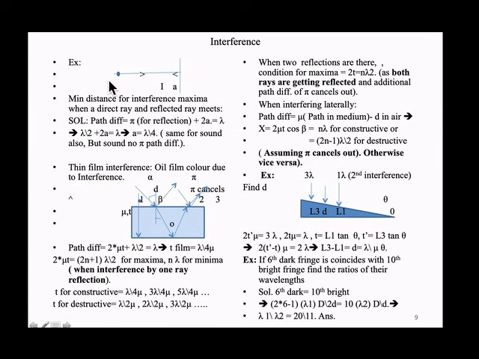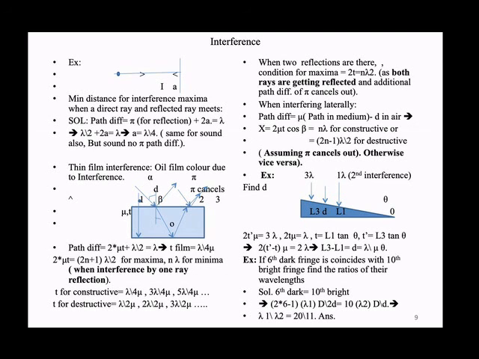Now let us say interference in another system. Suppose a light ray is going like this. It has bounced back, so the original ray bounced back and there is another ray coming. Both interfere here. The light ray which is bouncing back and the light ray which is going, both will interfere. So the question is, what is the minimum distance for them to make an interference point?